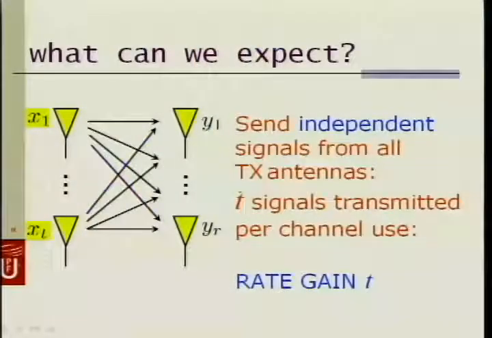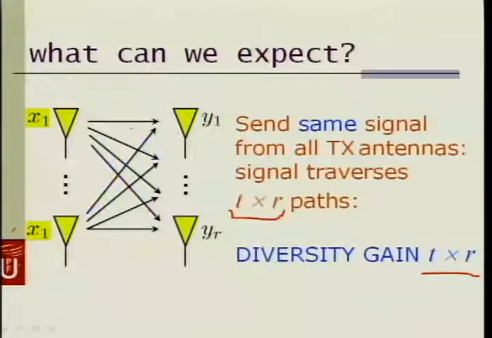Okay? So the diversity gain is not R times T as before, but only R. In the previous case, we have no rate gain. We transmit one signal, x1, per channel use, and we have diversity gain T times R, because this signal traverses T times R independent paths.